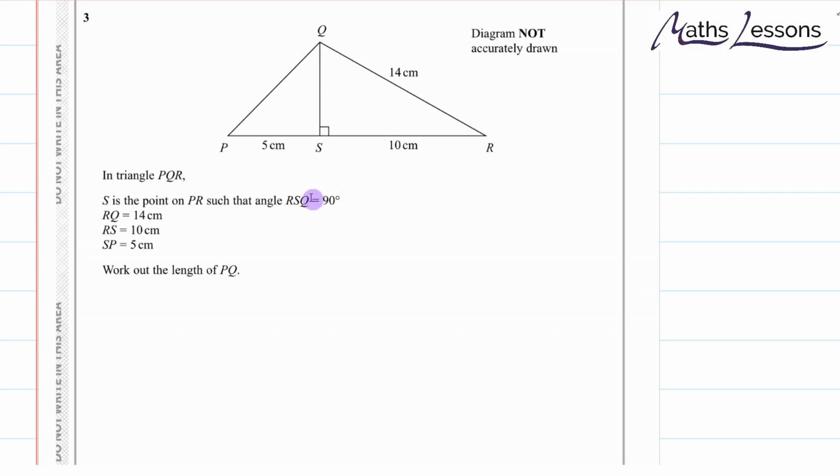And in fact, it's a Pythagoras question because we take this triangle here, we can find the QS side. Once you've found the QS side, then you can find the PQ side. So it's a two-stage problem. So we need to work this out.